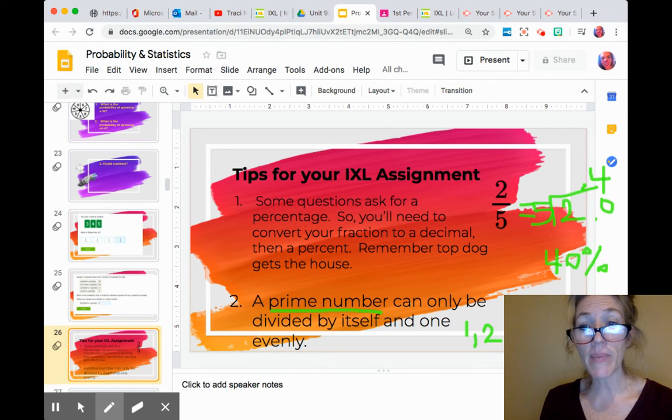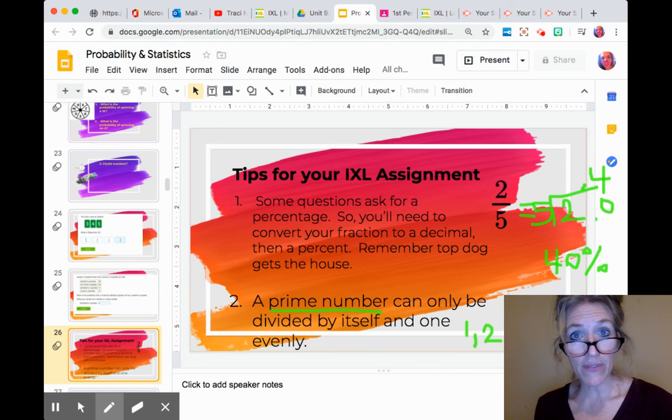Now let's think about 4. 4 can be divided by 1 evenly. 2 can go into 4 evenly. So 4 is not a prime number. Let's move on to 5. Is 5 a prime number? You betcha it is. It can only be divided by itself and 1 evenly. So that's how you tell if a number is prime or not.